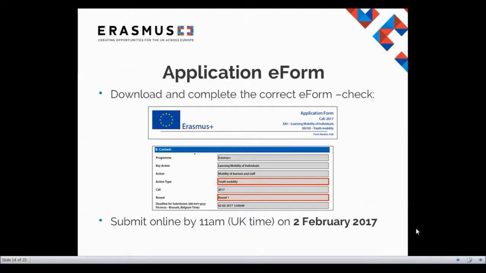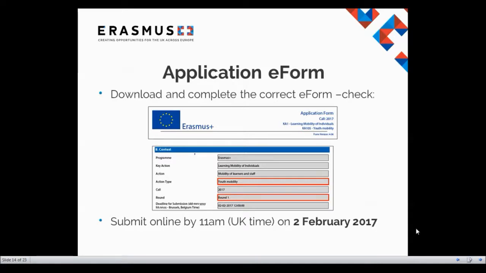Now, after you have finished with the pre-application steps, you can move forward onto the application form itself. The application form is an electronic PDF form, which we'll call eForm going forward. The eForm will need to be submitted online by the applicant organization by the deadline of 2nd February 2017.